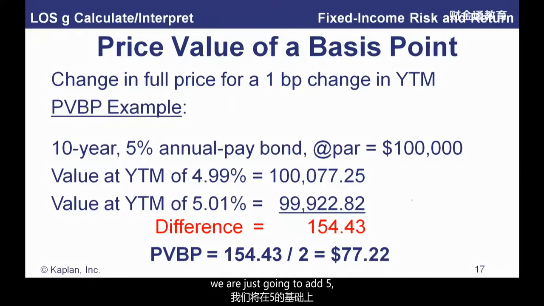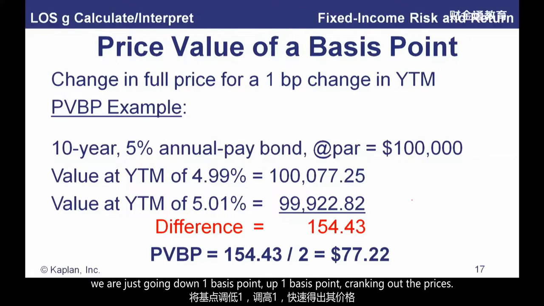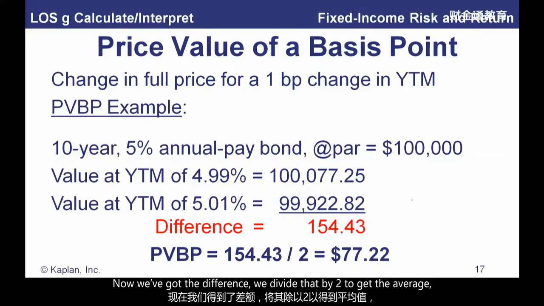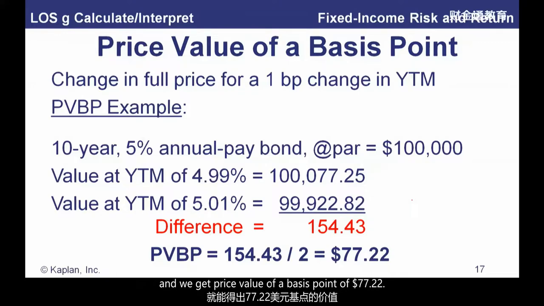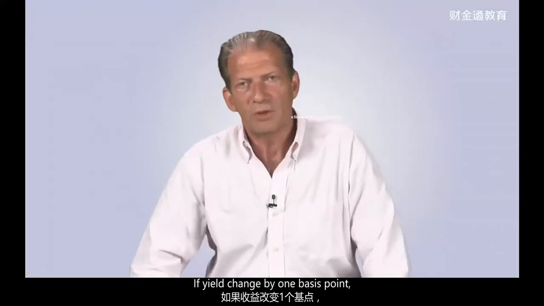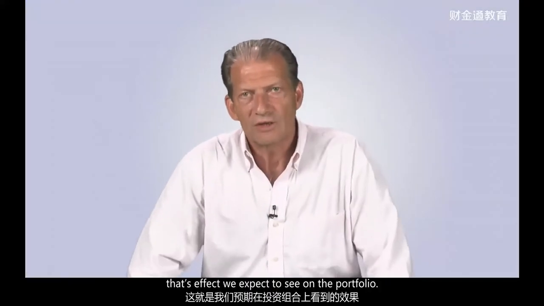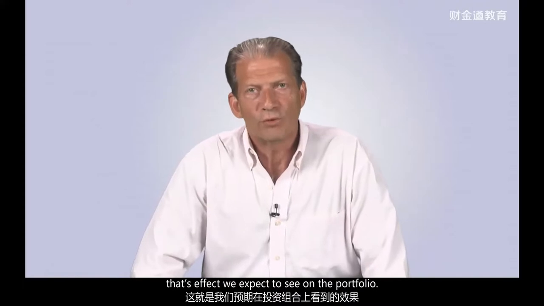We're at 5, so we're just going down 1 basis point and up 1 basis point, cranking out the prices. Now we've got the difference. We divide that by 2 to get the average, and we get a price value of a basis point of $77.22. So if yield changed by 1 basis point, that's the effect that we expect to see on the portfolio.